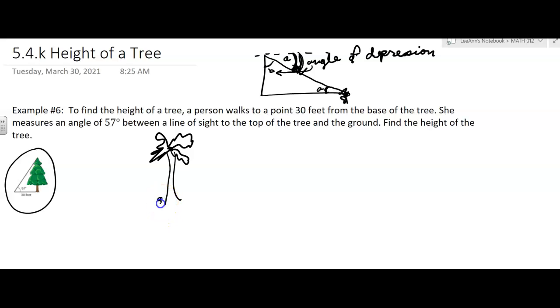So here's a person. And she walks 30 feet. And then she looks up to the top of the tree, okay? Now, we have to assume that her eyes are like she's laying down, looking up at the tree, that her height isn't a factor in this case. Okay, so when the person walks to the point 30 feet from the base of the tree, she measures an angle of 57 degrees between a line of sight to the top of the tree and the ground. So this is 57 degrees.